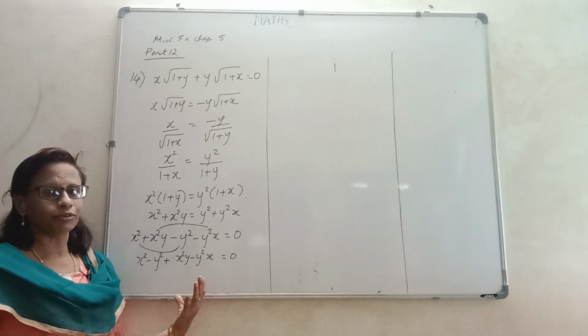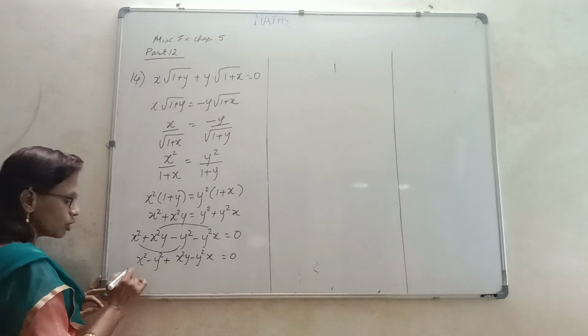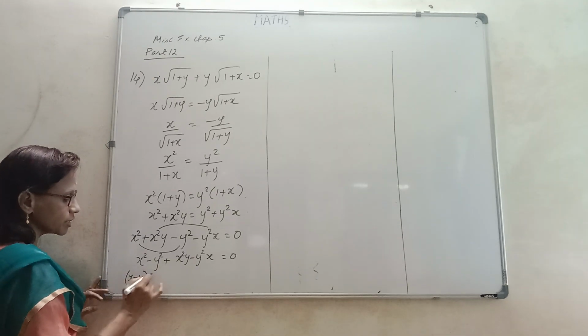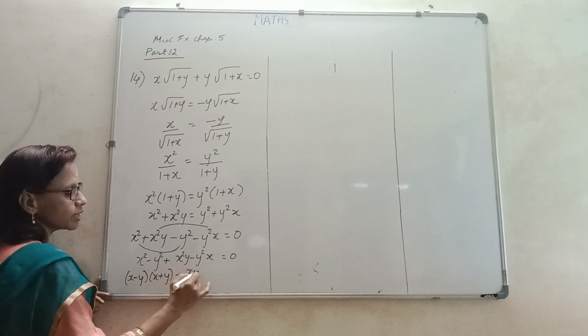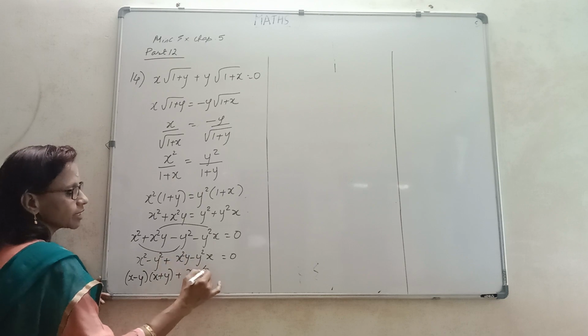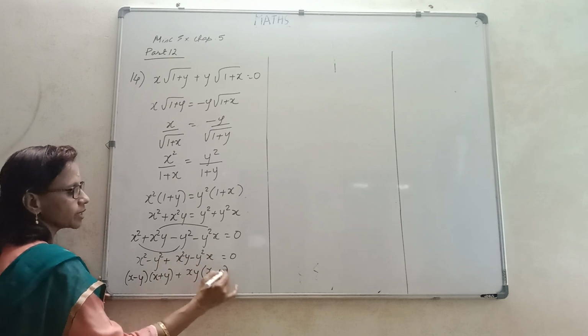So here what we're going to do now is factorize. We all know that x squared minus y squared breaks up as x minus y into x plus y. Also, in this we know that there is an xy common. So let's take that out as a factor. The leftover term here is x, and the leftover term here is y.